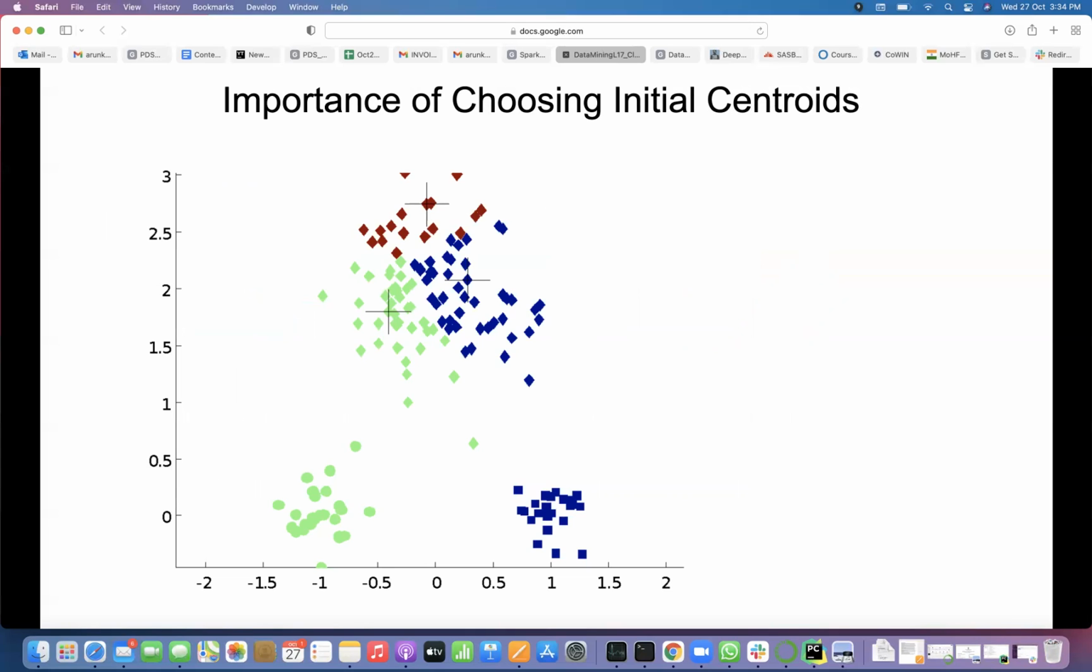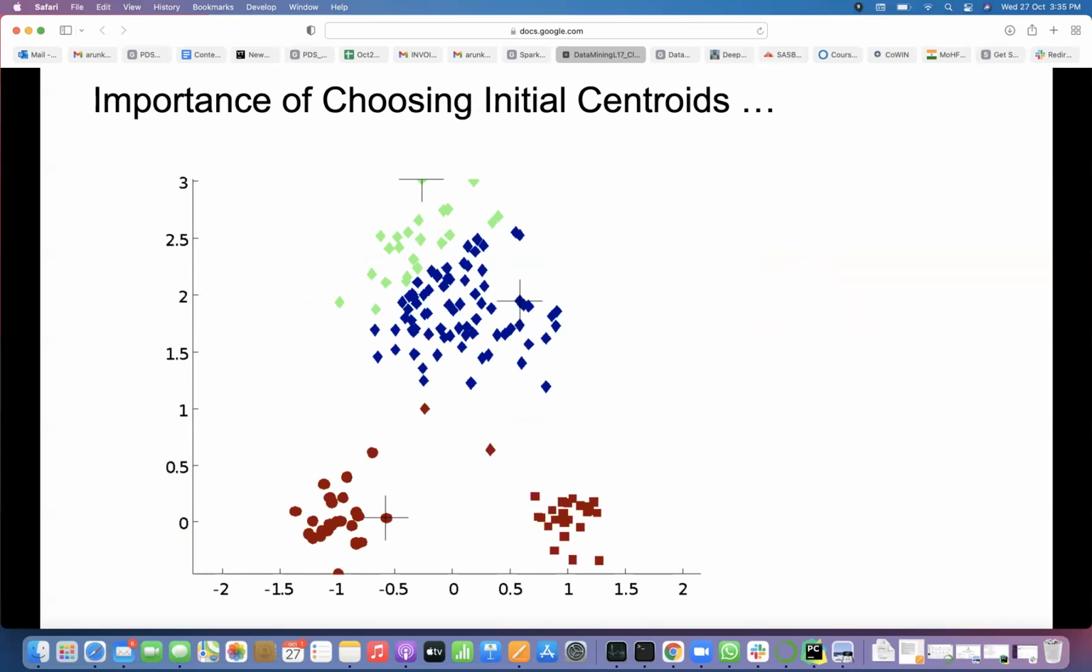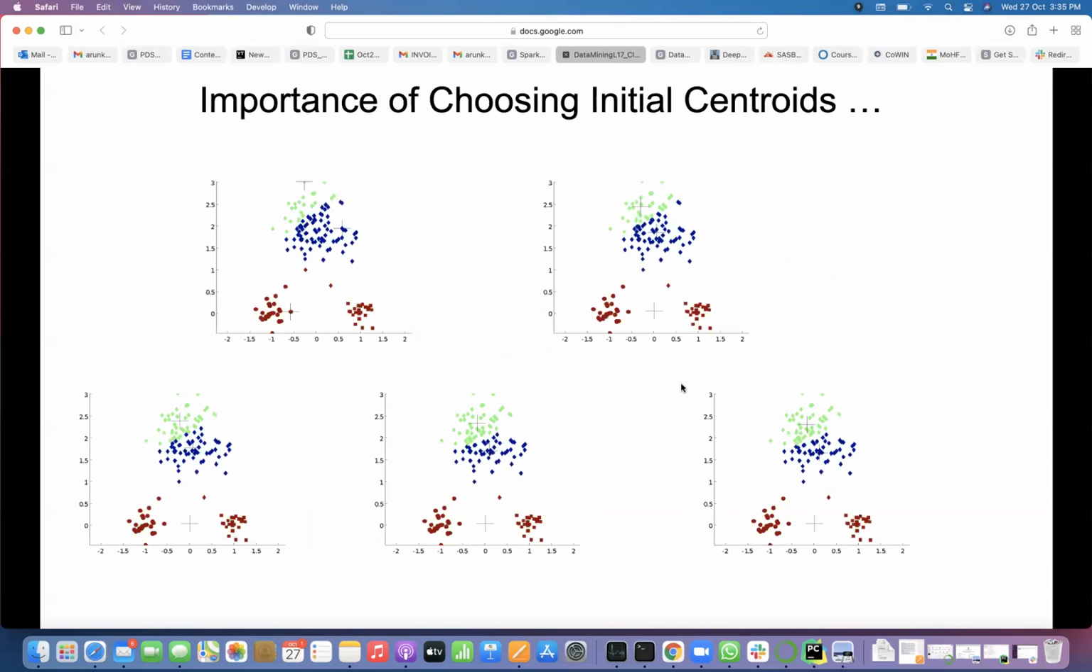Another important thing in k-means is the choosing of initial centroids. If you choose centroids like this, then you get very good clusters. We have seen this example at the end. If you choose cluster centers like this, one at the bottom, one at the very top, one in the middle, then you end up with both of the bottom sets of points in one cluster. Means if you start with a different initialization, you get different clusters.